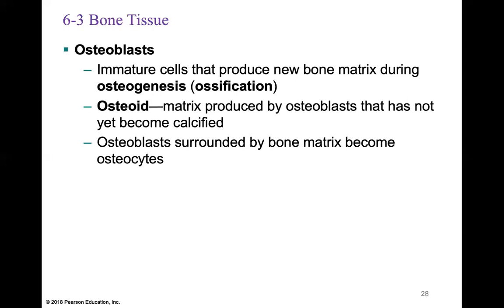Osteoblasts, as I said, are immature cells that produce new bone matrix during osteogenesis, which is the process of bone formation. Osteoid is the matrix that's produced by the osteoblast and has not yet become calcified. The matrix will have to become calcified during bone formation. Osteoblasts are surrounded by bone matrix, and eventually, once they box themselves into these lacunae, they will mature into osteocytes.